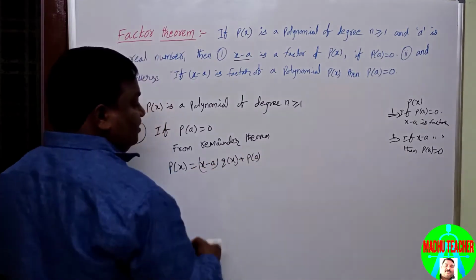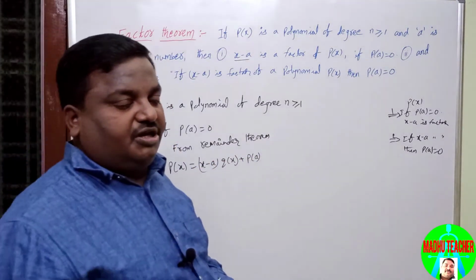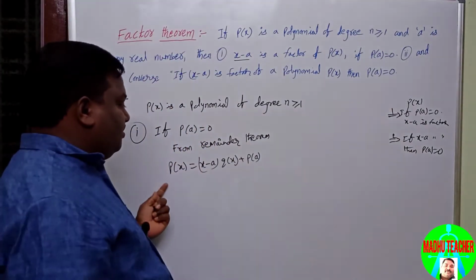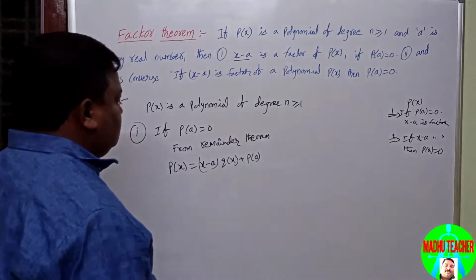This is the remainder theorem we discussed in before videos. So in the previous video we learned this; we write this in the remainder theorem. So here what is given?